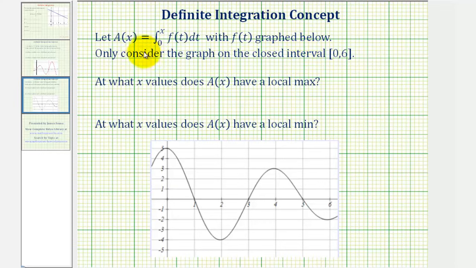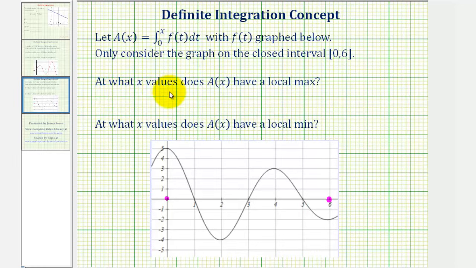We want to let A of x be equal to the definite integral of f of t from 0 to x, with f of t graphed below. We also only want to consider the graph on the closed interval from 0 to 6. So we'll be considering the graph from here to here.